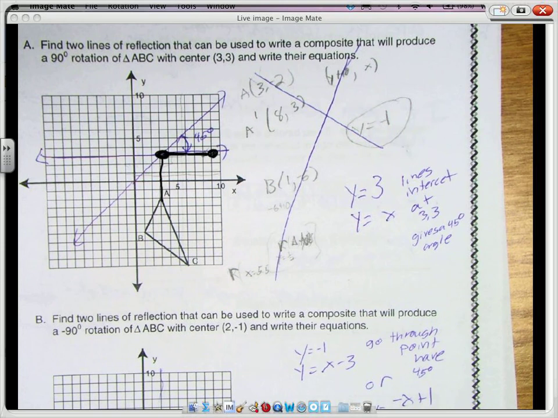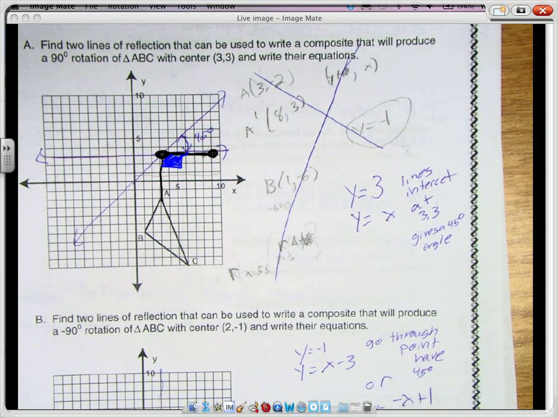Whatever. This is 90 degrees. Yes? Okay. So we know we want to get there. So we've got to get from A, which is 3, negative 2, to A prime, which is 8, 3. All right. So this is where it gets a little crazy.